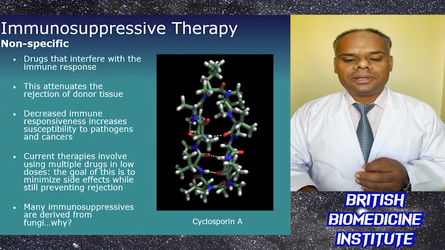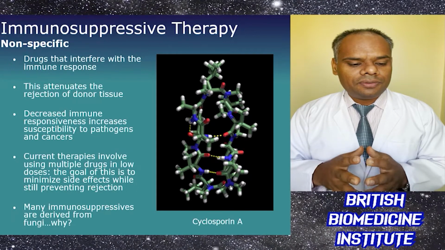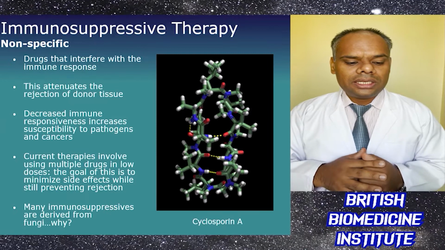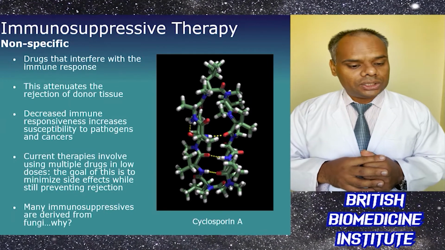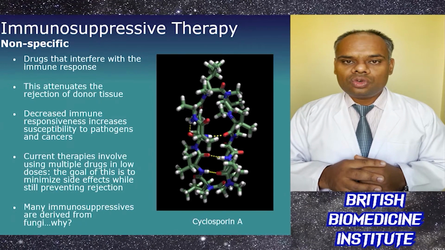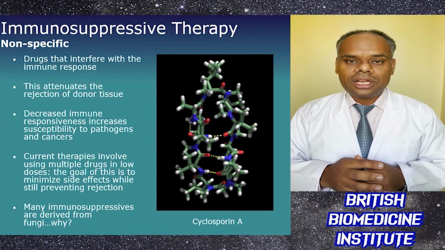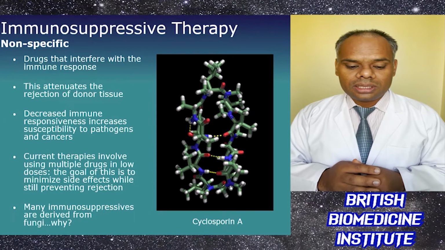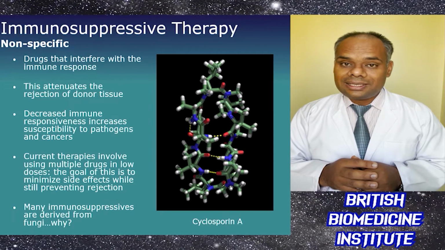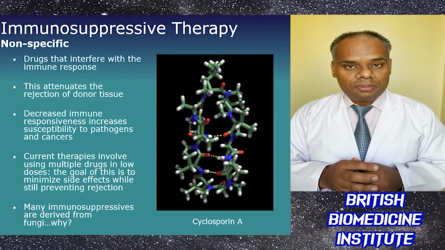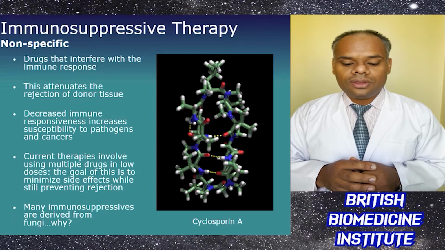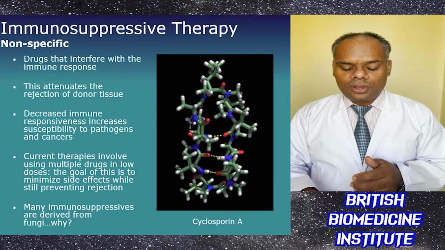Now comes immunosuppressive therapy, which is basically non-specific drugs that interfere with the immune response. This attenuates the rejection of donor tissue, decreases immune responsiveness, and increases susceptibility to pathogens and cancer. Current therapy involves the use of multiple drugs in low doses. The goal is to minimize side effects while still preventing rejection. Many immunosuppressives are derived from fungi. Why? This is a diagram of cyclosporin A.